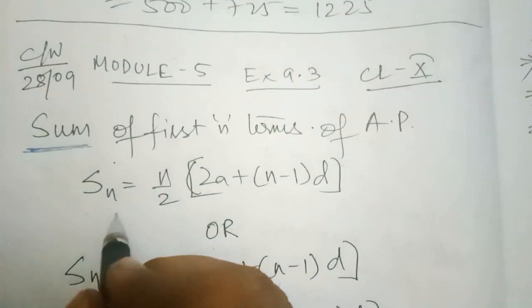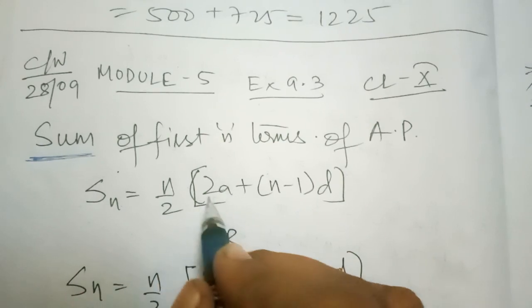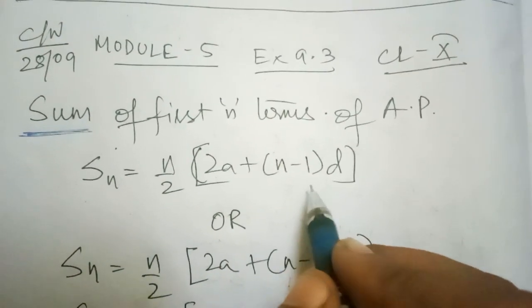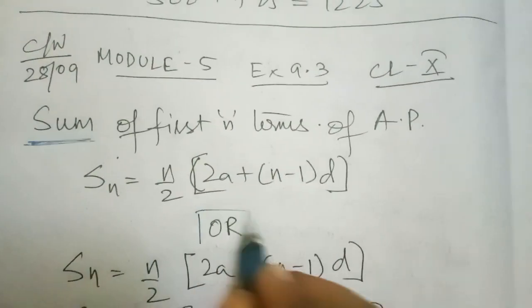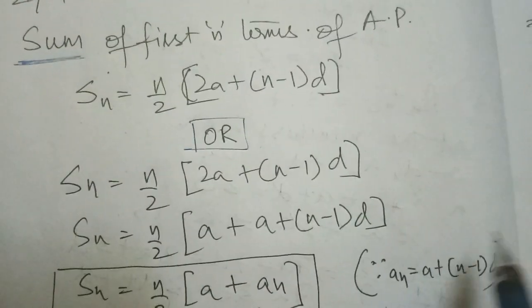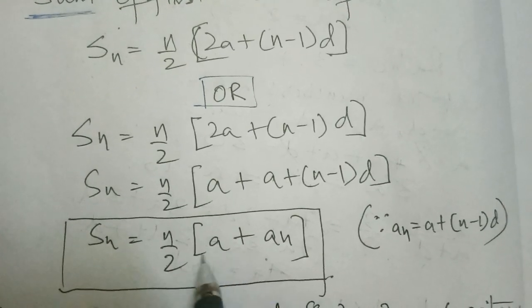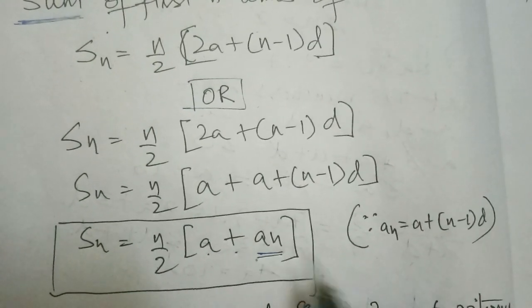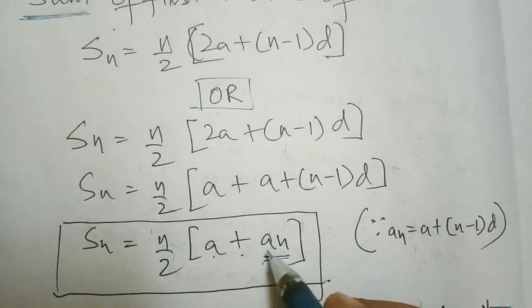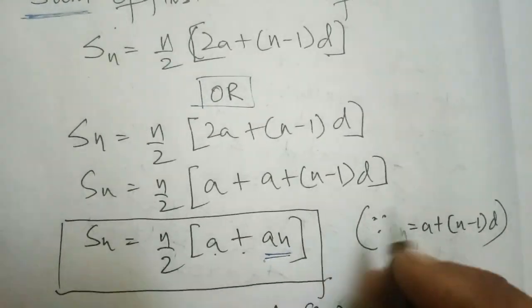One formula is Sn equals n by 2 into the bracket 2a plus (n minus 1) into d, and one more formula I have written over here. That formula is Sn equals n by 2 into the bracket a plus an. An is the last term. It can be written as an or l. An or l is the same thing.